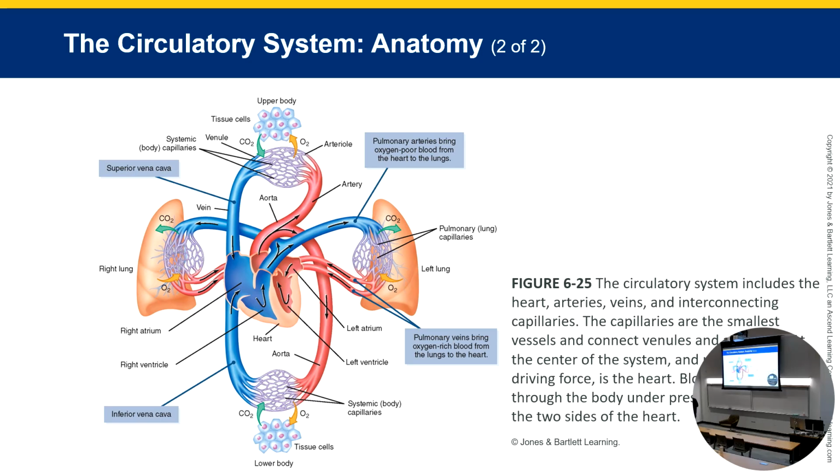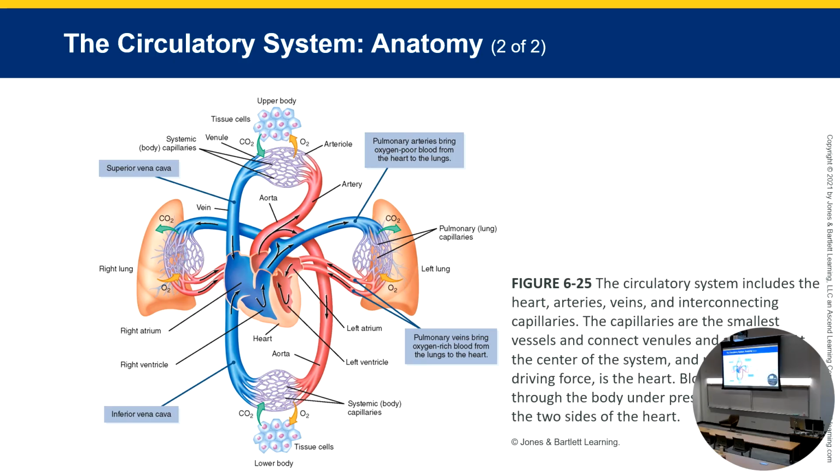And here it is. So here is essentially all the components of that circulatory system, and it's kind of explaining the pathway, if you will. The blue represents deoxygenated blood in this graph. The red is representing oxygenated blood.